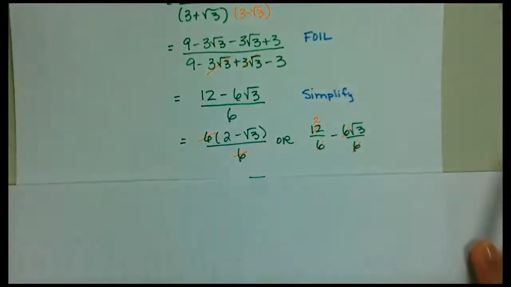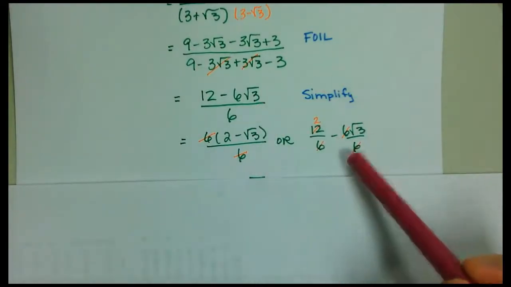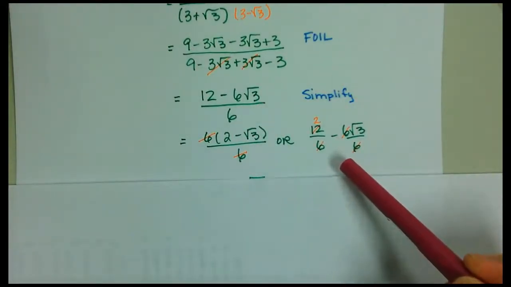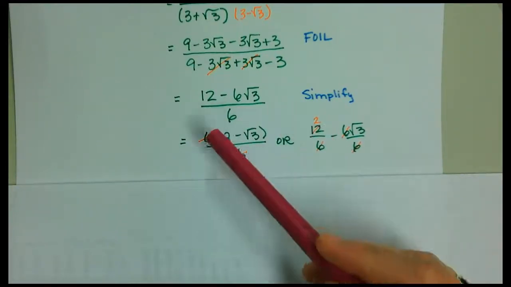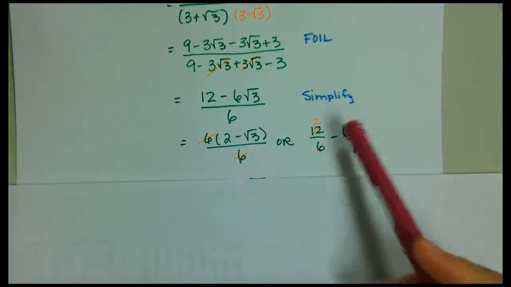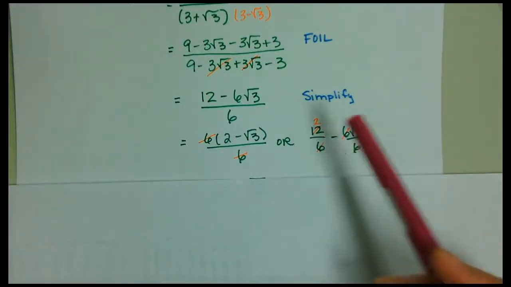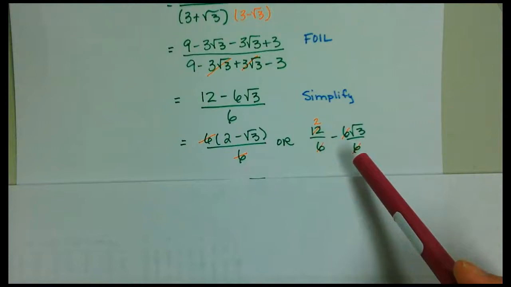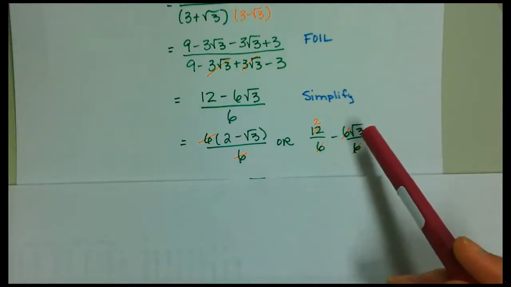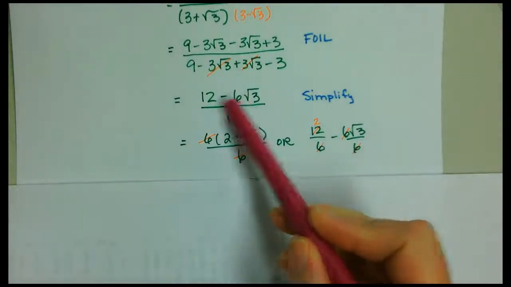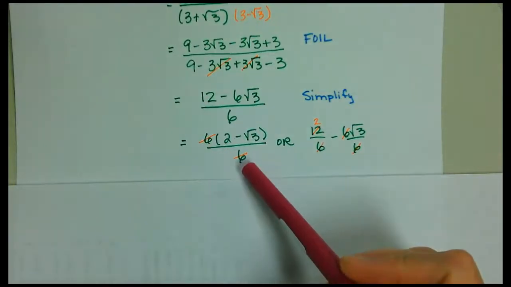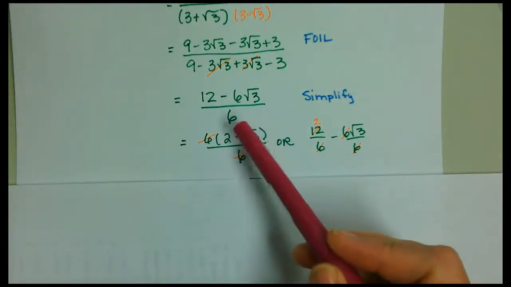So there are a couple of ways you can think about it. I tend to prefer doing this because I find that that keeps me from making mistakes or forgetting to simplify something. So I split this back into its two fractions. 12/6 simplifies to 2. The 6 divided by 6 simplifies to 1, and you're just left with root 3. You could think about factoring out the 6 and simplifying with the denominator and then going from there.